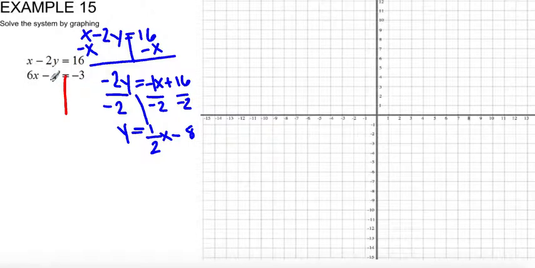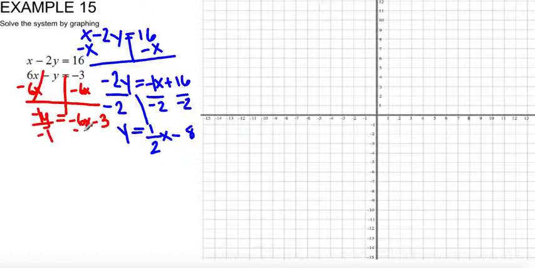So I have to isolate the y. I subtract 6x on both sides of the equal sign. So 6x minus 6x cancels out, so I have negative y equals negative 6x minus 3. I have to get y by itself, so I divide by the negative 1 on both sides of the equal sign. So on the left side I have y left over, and on the right side I have negative 6 divided by negative 1 is positive 6x, and then negative 3 divided by negative 1 is positive 3.